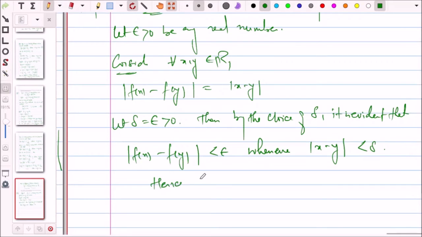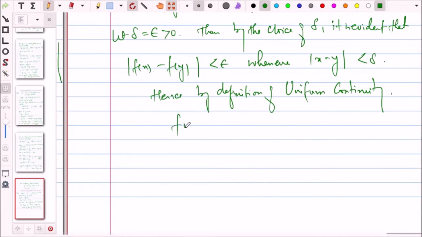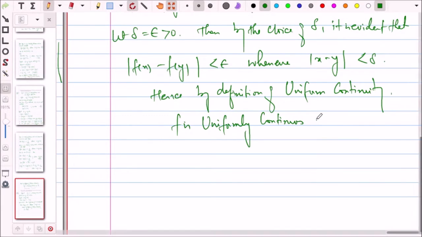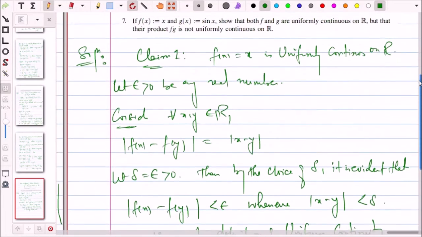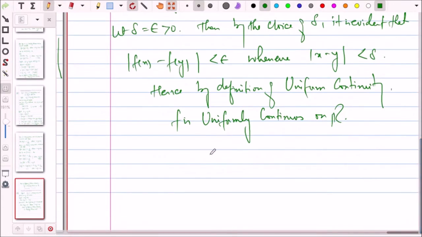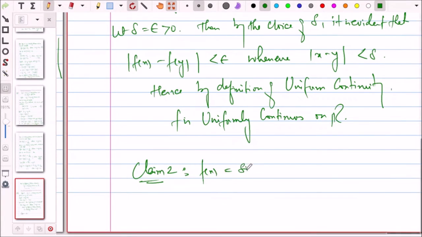Hence, by definition of uniform continuity, f is uniformly continuous on R. So we are able to prove that f is uniformly continuous on R. So claim 1 is proved. Now we will prove claim 2. Claim 2: we will prove that g(x) equal to sin x is uniformly continuous on R.